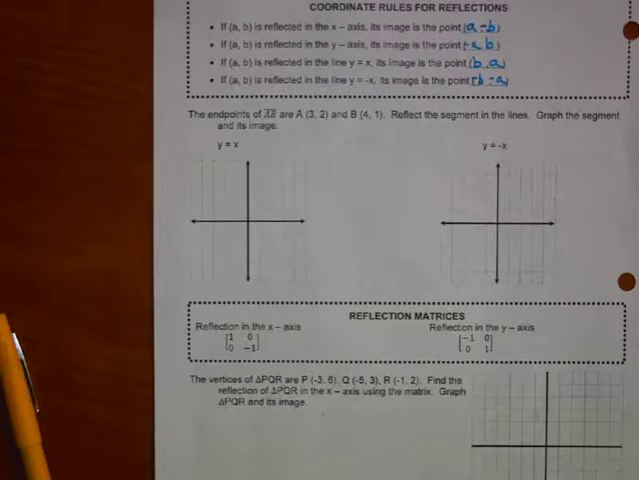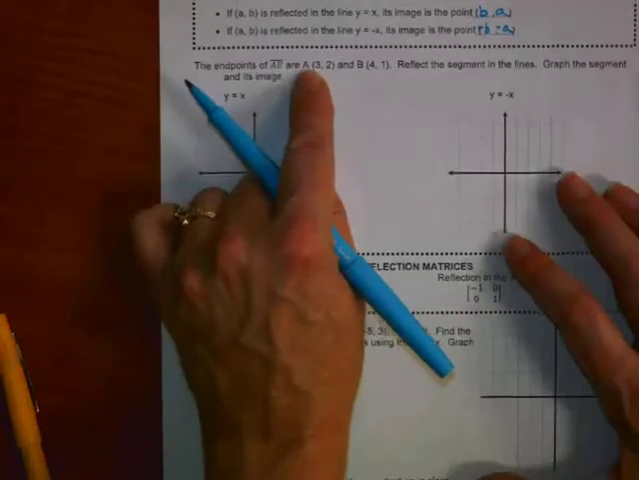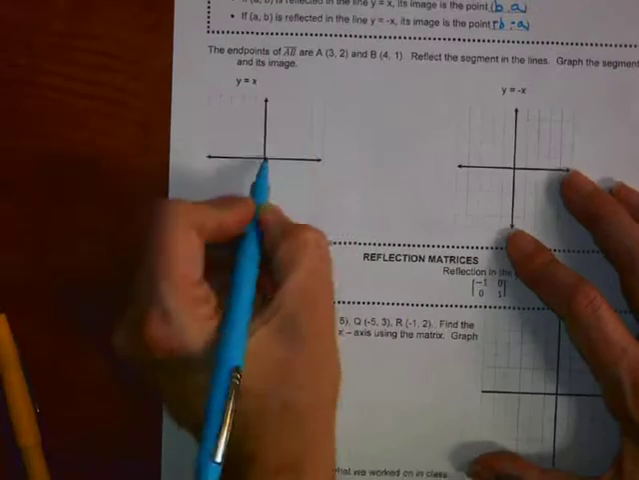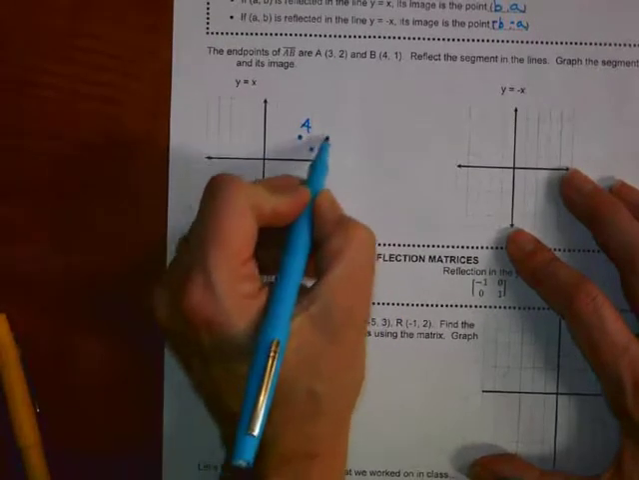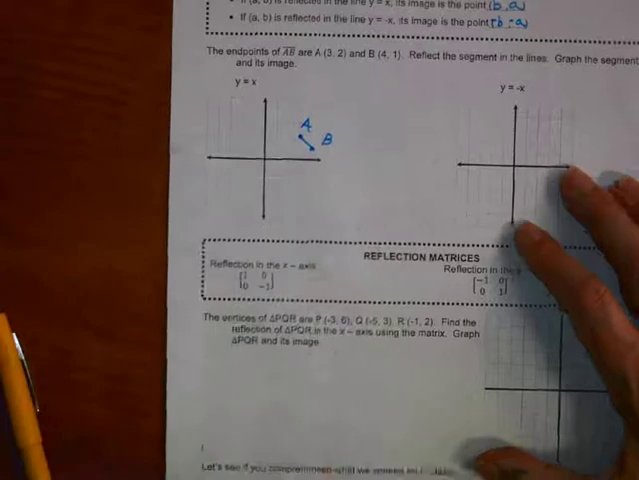The endpoints of segment AB are 3, 2, and 4, 1. Reflect the segment in the lines and graph the segment and its image. So let's start by graphing this segment. It means it's not a line, it's just a segment. Over 3 up 2, there's A. Over 4 up 1, there's B. Just a short little tiny segment.